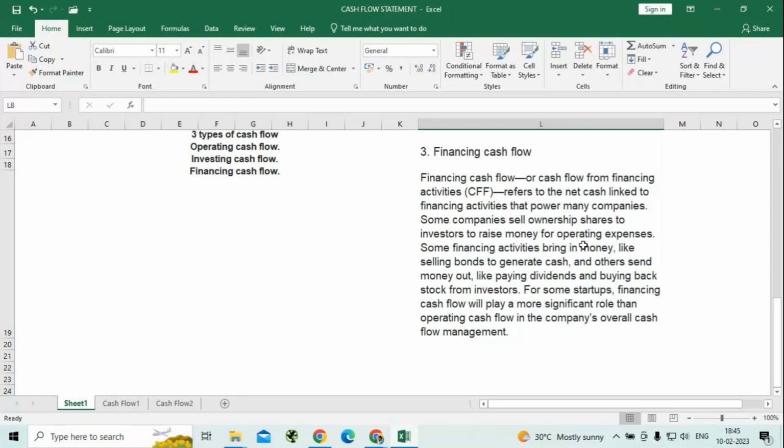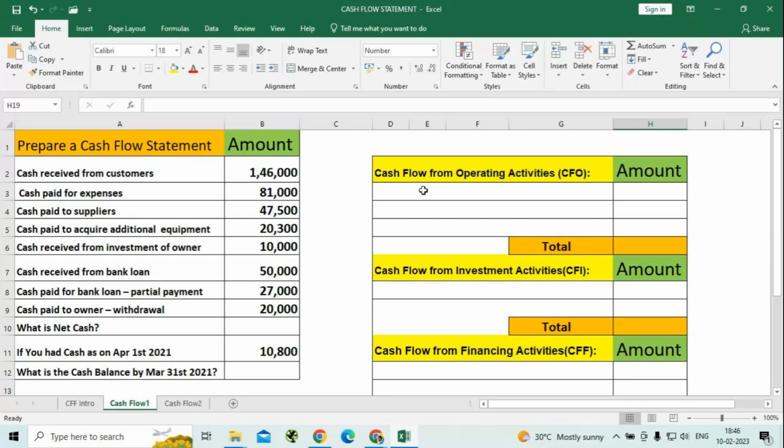Now let us take an example. This is an example cash flow statement. You can see these three types of activities. You have to tell me which statement applies to which type of activity in the cash flow statement.